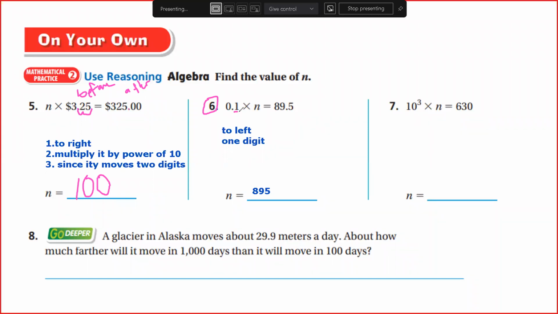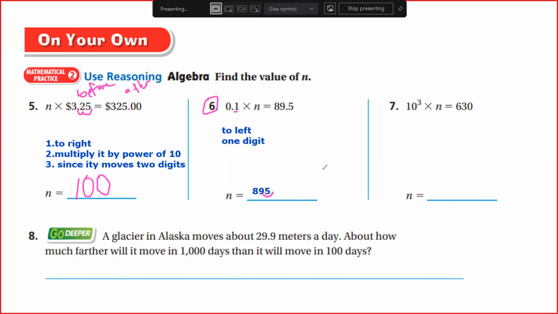Let's try now. Multiply 0.1 by 895. Where should you put the decimal point? I said 1 digit, so it's going to be here. So now what does it mean? I move the decimal point 1 digit to the left. So it's going to be 89.5. Is it clear?